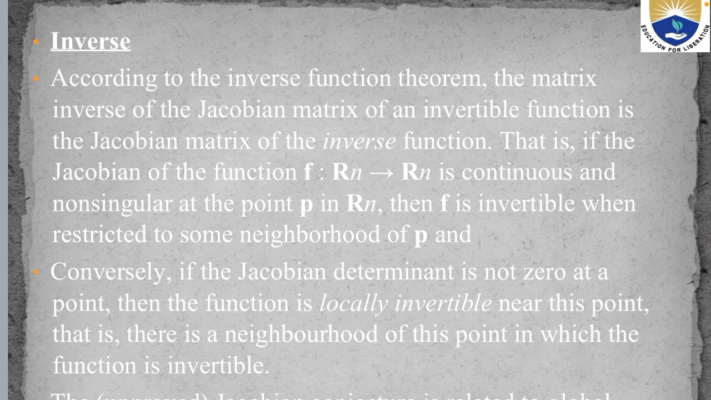Inverse. According to the inverse function theorem, the inverse of the Jacobian matrix of an invertible function is the Jacobian matrix of the inverse function. That is, if the Jacobian of the function f from R^n to R^n is continuous and non-singular at the point p in R^n, then f is invertible when restricted to some neighborhood of p. And conversely, if the Jacobian determinant is not zero at a point, then there is a neighborhood of the point in which the function is invertible.